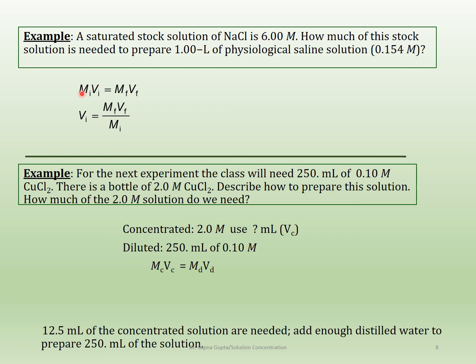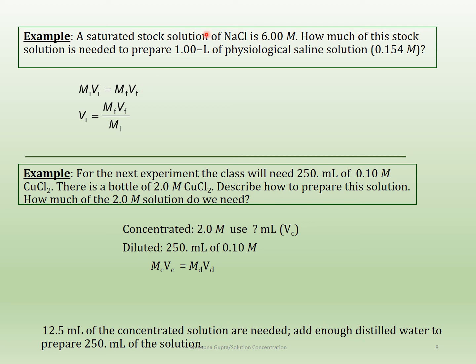You set up your initial and final, which is the moles. You try to find out what it is that you're looking for. Usually your initials are the concentrated ones, finals are the dilute. Honestly, it doesn't matter what you do because the most important thing is that you keep your numbers together. Whether you keep the dilute here and the concentrated here or vice versa, it doesn't matter.